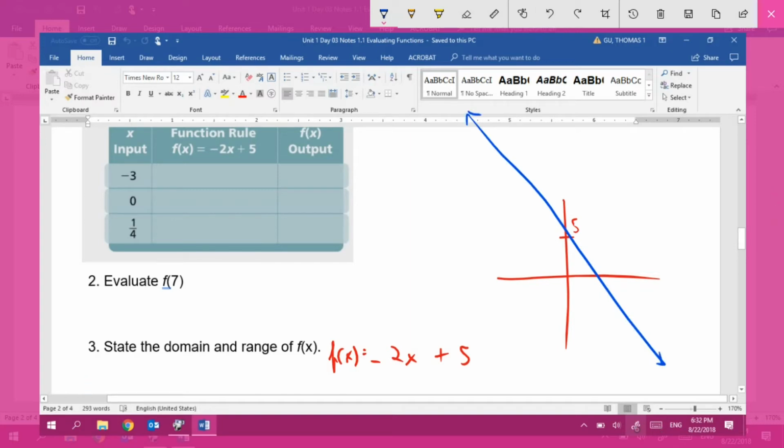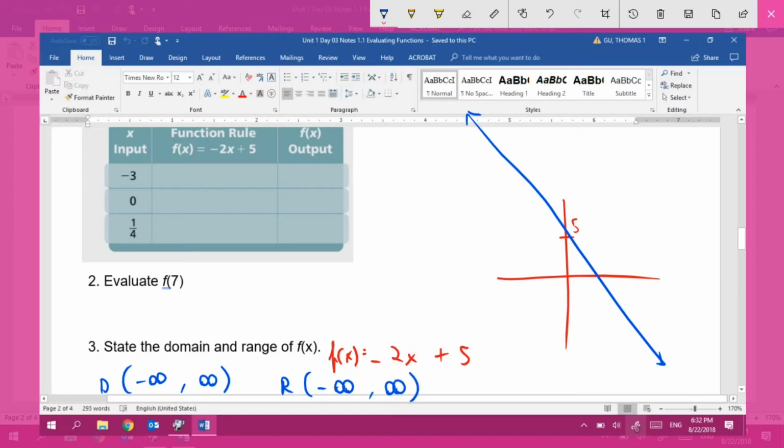So what would the domain be? The domain, I'm just going to write D here, is going to be negative infinity to positive infinity because it's going on forever in both directions. What about the range? The range is the same thing. It can go down forever, it's going up forever. So negative infinity to positive infinity.